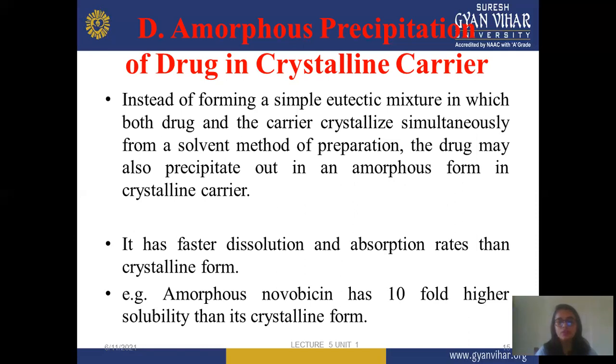It has a faster dissolution and absorption rate than the crystalline form. This method also shows fast dissolution, like the previous methods, solid solution and solid dispersion. An example of this method is amorphous novobiocin, which has 10-fold higher solubility than its crystalline form. So if you prepare novobiocin in amorphous form, it shows approximately 10 times or more solubility compared to the crystalline form. You can use novobiocin in amorphous form if you require more solubility. You may also use a lower dose compared to the crystalline form, because the crystalline form requires far more time to dissolve, and there may be less absorption or slow release.